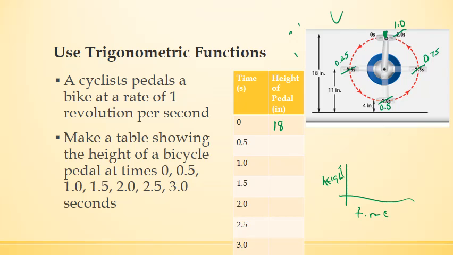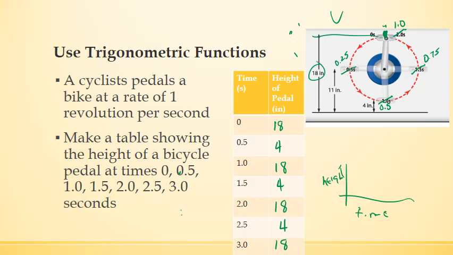All right, at a 1/2 second, where are we going to be? Well, we're going to be down at the bottom. It's going to be 4 inches. The height of the pedal is going to be 4 inches. We get back up here to 1. It's going to be 18. We come back down here 1.5 seconds. It's going to be back to 4. We make a second revolution around, and we're going to be back to 18. There's 18 inches right there at that height. 2.5, well, we're back down here at the bottom at 4. And at 3, we're back up here to the top. And so the pedal is now going to be 18 inches from the ground.